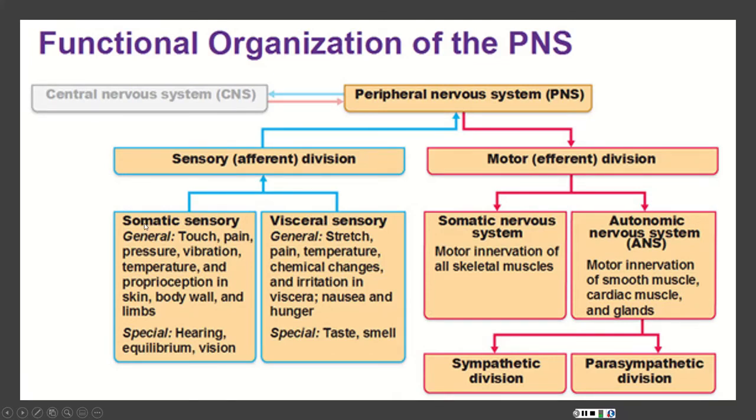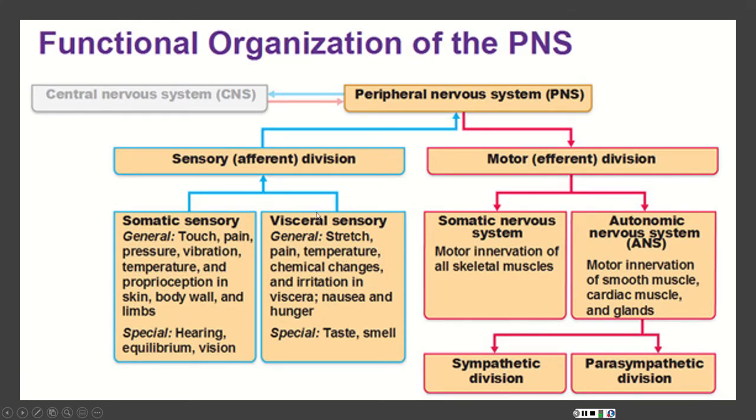Somatic, this is your general senses, your special senses. So this is things like when you touch something, or when you feel something is soft, or when you hear something, when you see something, your sense of balance. So general senses and special senses. That is your somatic sensory division.